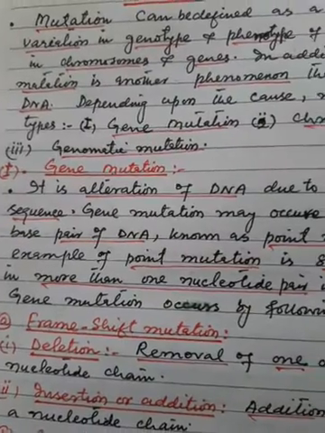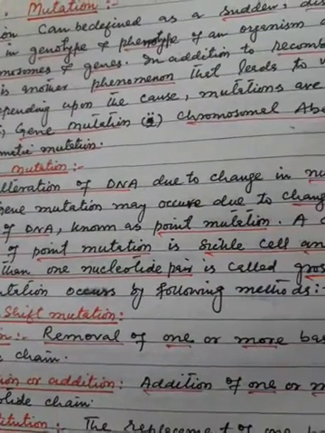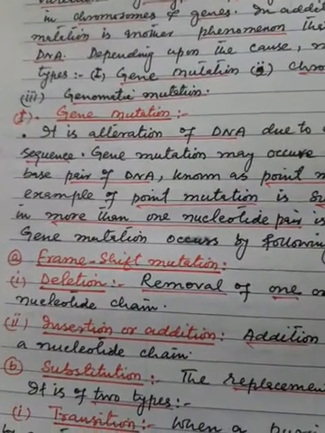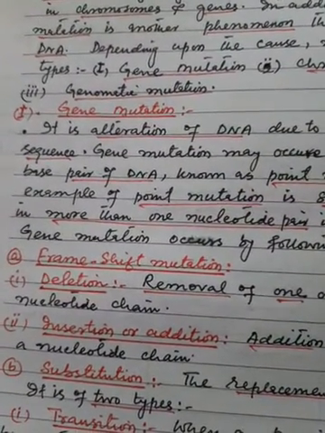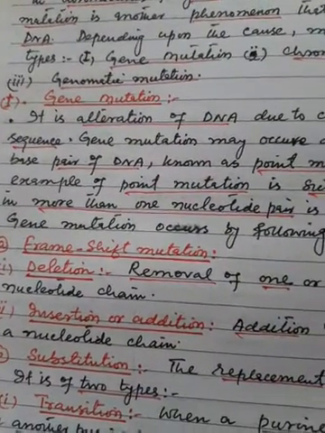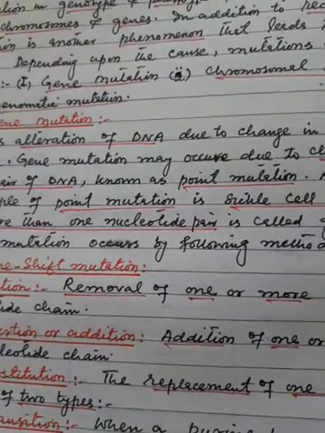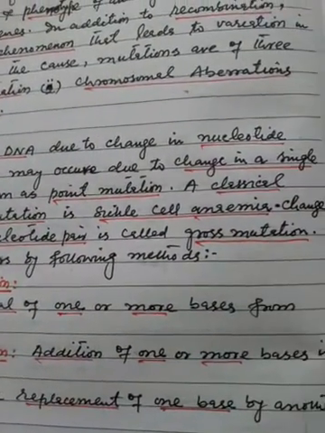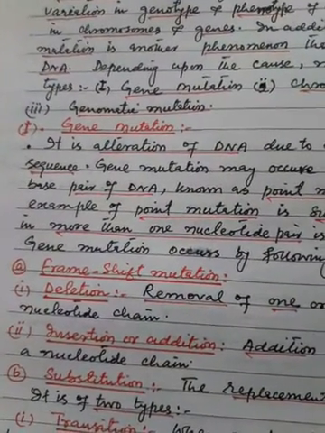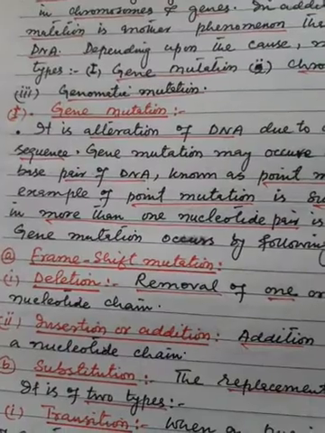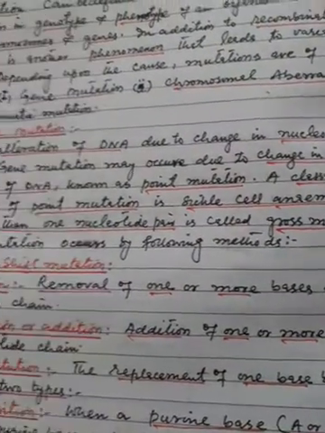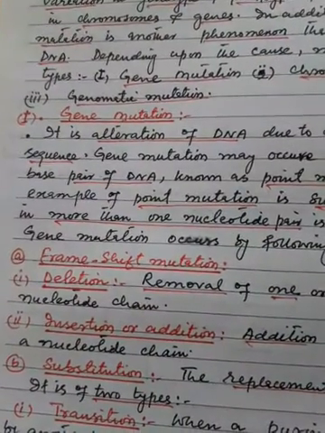Gene mutation occurs by the following methods. Number one, frame shift mutation. It includes deletion and insertion or addition. Deletion is the removal of one or more bases from a nucleotide chain. Number two, insertion or addition, is the addition of one or more bases in a nucleotide chain.